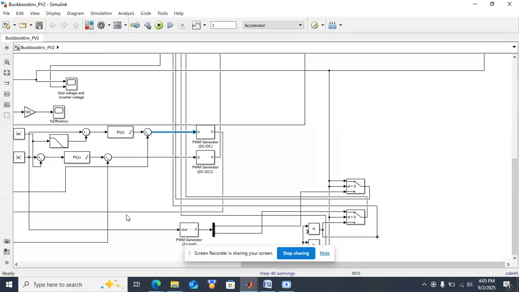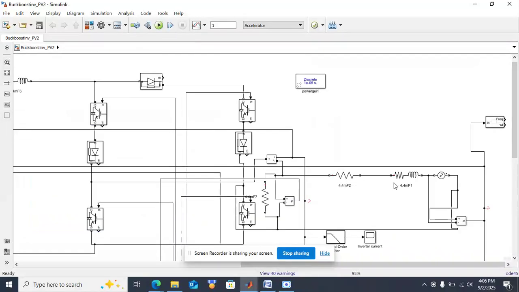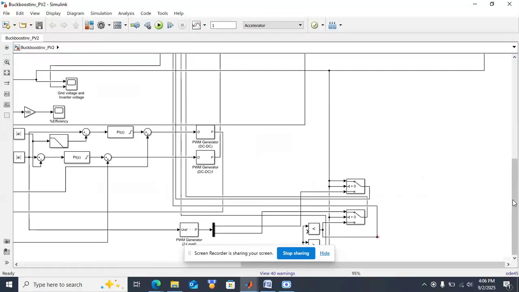And the same reference is taken and provided for the inverter pulses. For a single phase inverter, two pulses are required, one pulse for the positive cycle and one pulse for the negative cycle, and the inverter is connected to the AC load and grid. In this, if you see, we will get the grid voltage and inverter voltage.